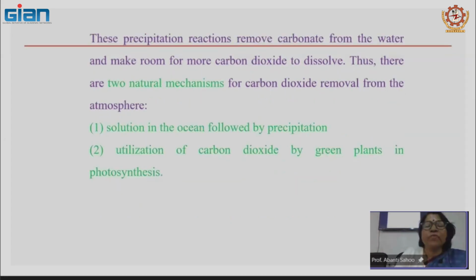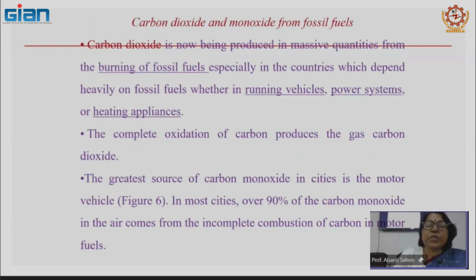We can convert this gaseous pollutant to another useful solid product which we may use somewhere, or we may use it as landfill. Similarly, there is solution in the ocean followed by precipitation, and utilization of carbon dioxide by green plants, that is sequestration, in photosynthesis. Carbon monoxide also comes from fossil fuels.